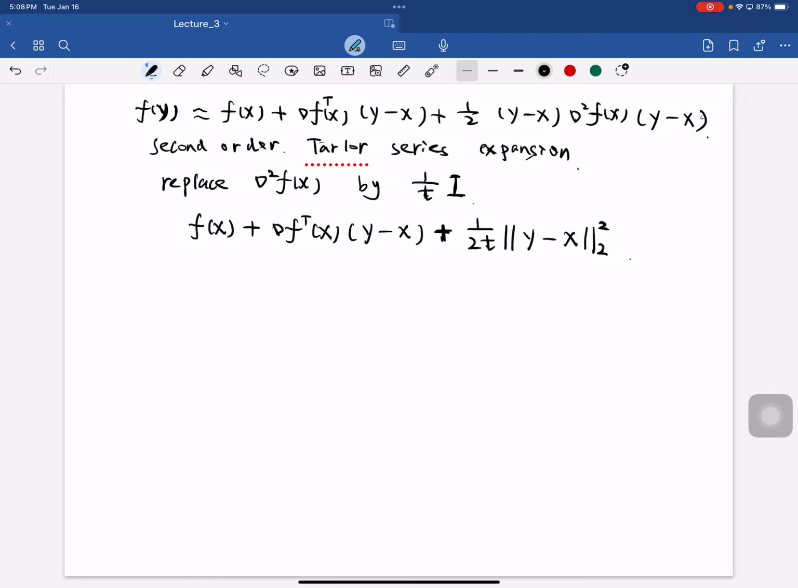Yes? So quick question. So that first (y minus x) term, does that need a transpose? Like in the 1/2 (y minus x) Hessian (y minus x). Oh, yeah, you are right. That needs a transpose. Good point. Yeah. Other questions?